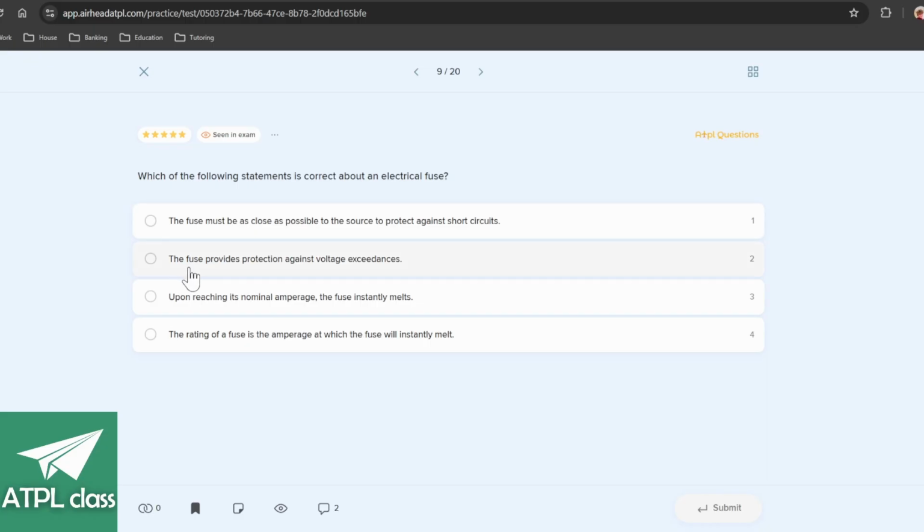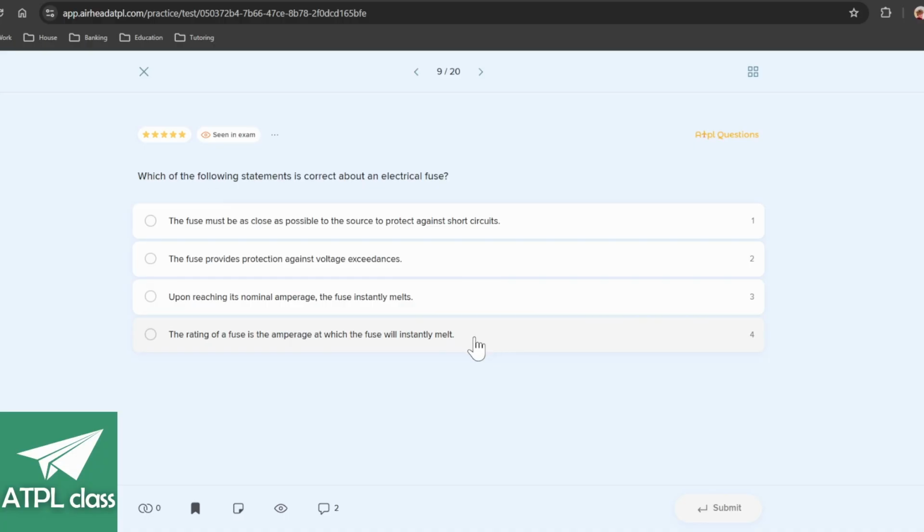Yes. The fuse provides protection against voltage exceedances. It's more current exceedances that fuses are rated to. Upon reaching its nominal amperage, the fuse instantly melts. No, it would be above nominal. It wouldn't instantly melt, and it would be above. The rating of a fuse is the amperage at which the fuse will instantly melt.